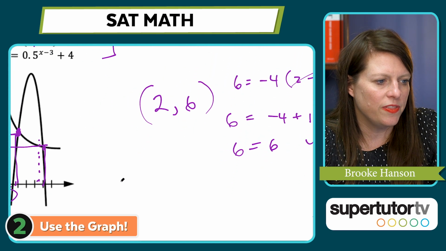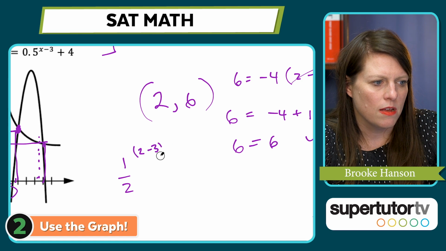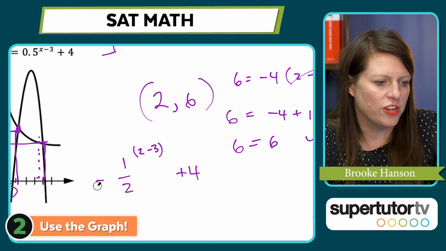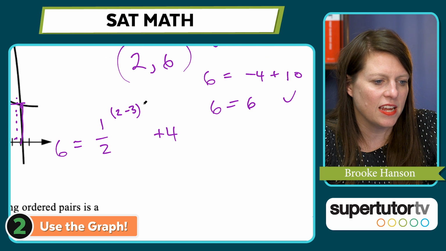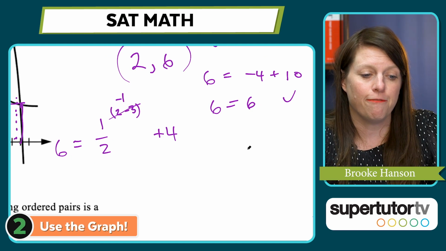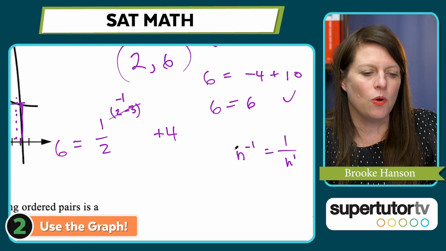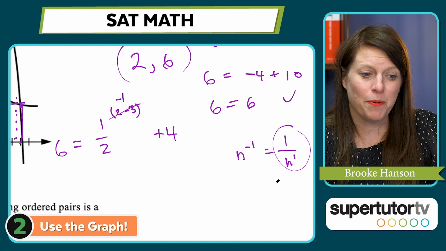And then I can do it again with this. So this is 1/2 to the 2 minus 3 plus 4, and this again should equal 6. So 2 minus 3 is the -1 power. So what's the -1 power? Well, that means that n to the -1 equals 1 over n to the 1. So it means take the reciprocal, yeah?